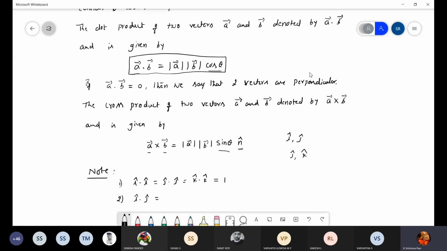Zero. Is it right? Because the angle between i and j is 90 degrees, cos 90 is 0. Similarly, i dot j, i dot k, and j dot k. Whatever you take, those are unlike vectors, and the answer is 0.